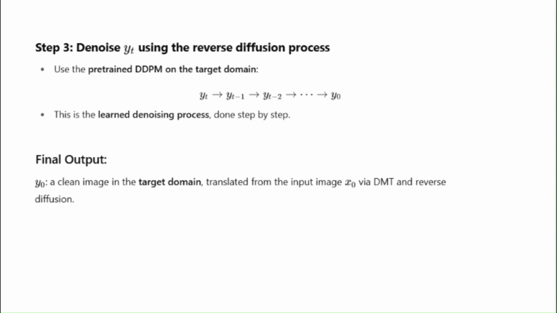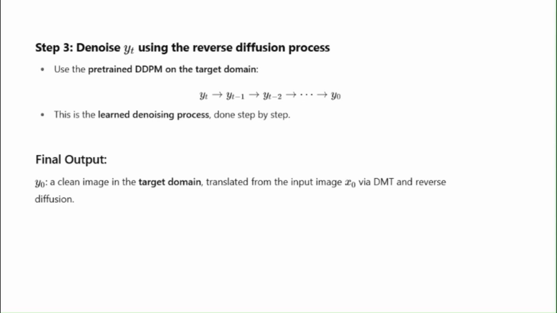It reconstructs y0 through a series of probabilistic updates until a clean, high quality image in the target domain is recovered. Importantly, this step requires no information from the source image or domain. Since yt already contains translated semantics, the denoiser only needs to refine the image by removing the noise. Together, these three steps, forward diffusion, translation at a single timestep, and reverse denoising, form the complete DMT based image to image translation pipeline. In the following sections, we will look at the detailed mathematical formulations behind these steps.